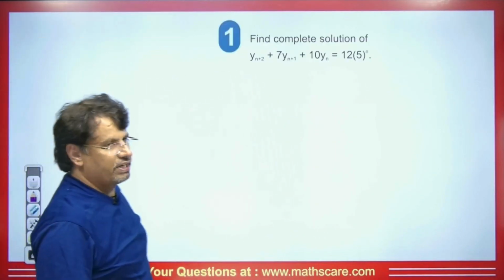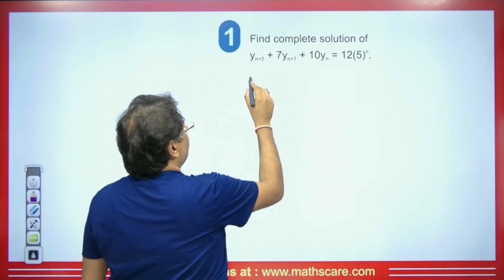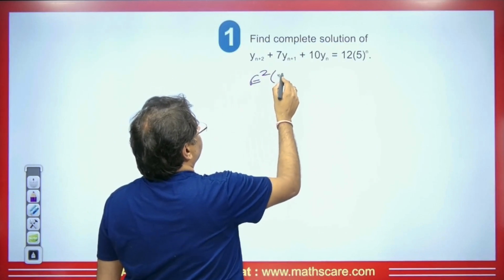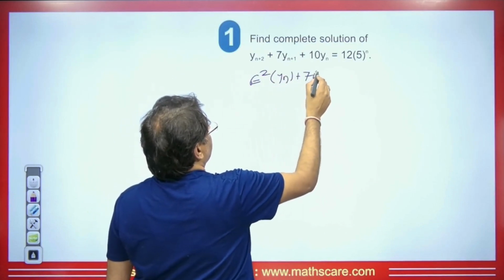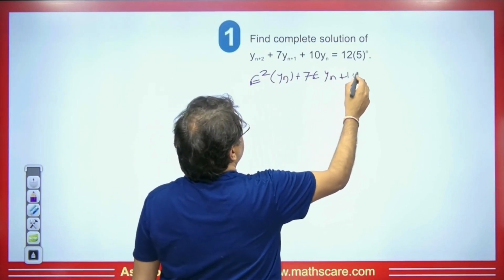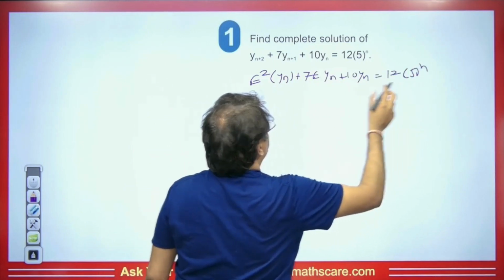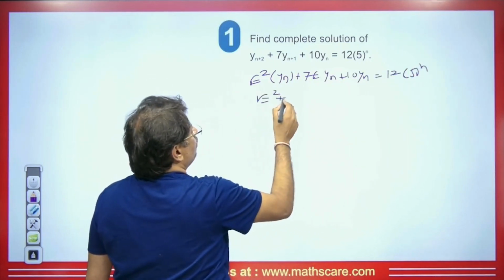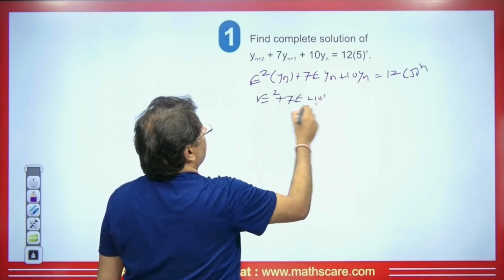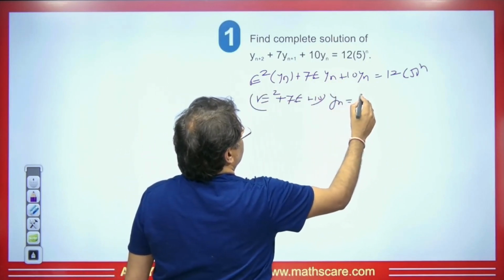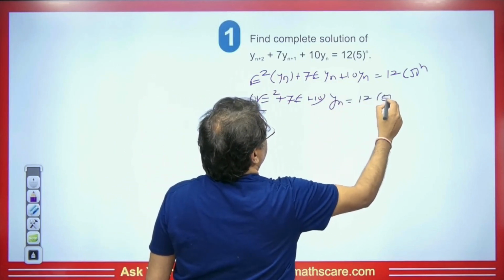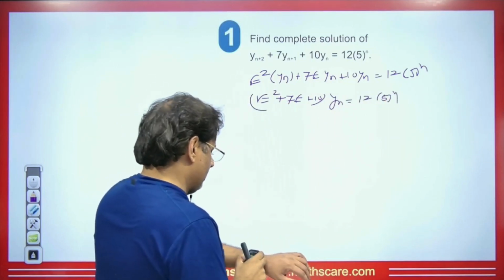Next, I will try to explain some more questions like this. Okay, first we'll do this. It will be E square y_n plus 7E y_n plus 10 y_n is equal to 12 times 5 to the power n. What will we do here? This will be (E square plus 7E plus 10) y_n is equal to 12 times 5 to the power n.